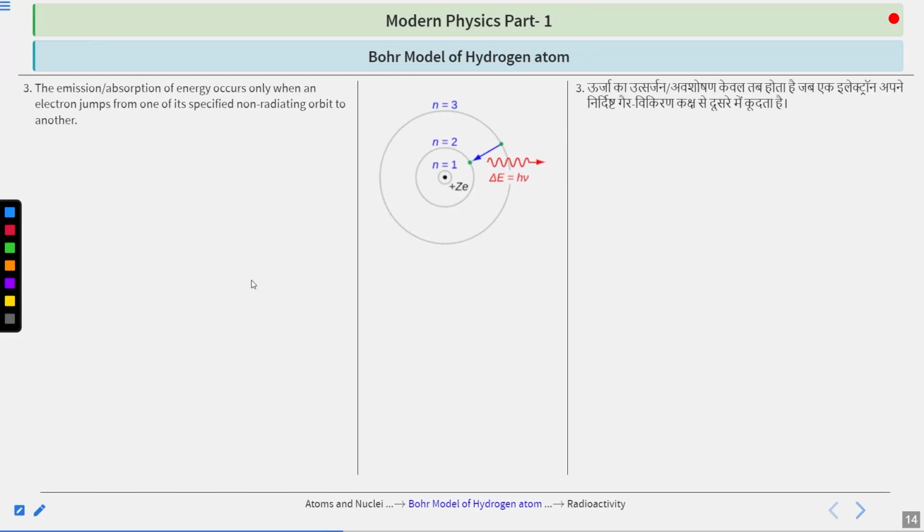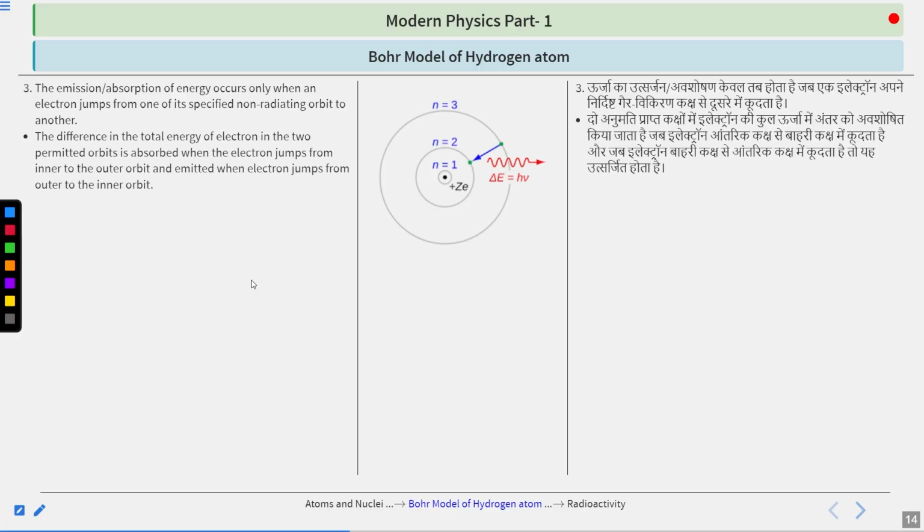The third postulate is that emission or absorption of energy occurs only when an electron jumps from one of its specified non-radiating orbits to another. The difference in the total energy of the electron in the two permitted orbits is absorbed when the electron jumps from inner to outer orbit, and emitted when the electron jumps from outer to inner orbit. So absorption is the case when the electron jumps from inner to outer. Emission is the case when the electron jumps from outer to inner.